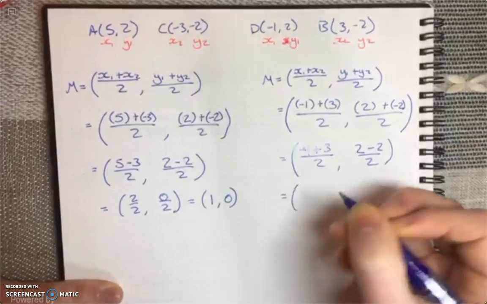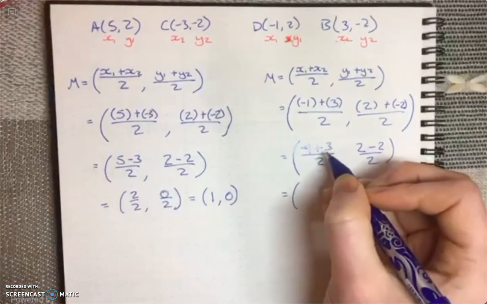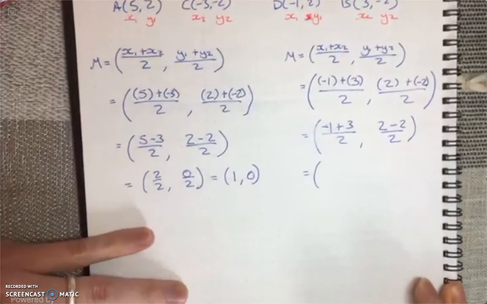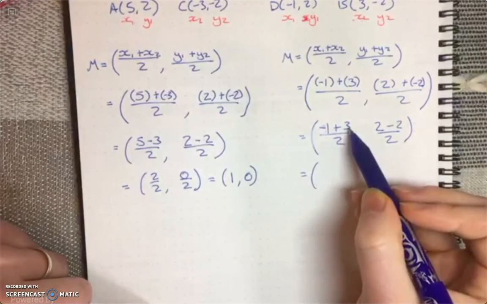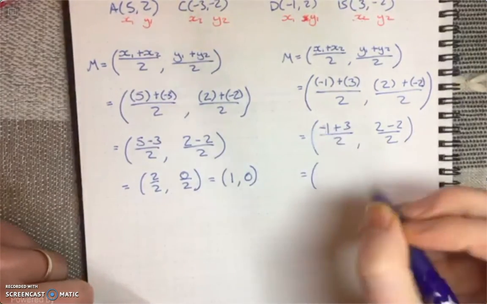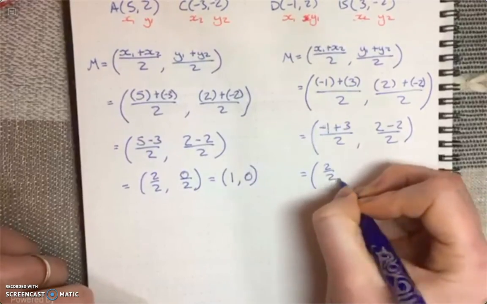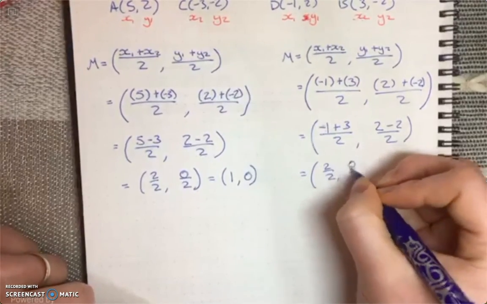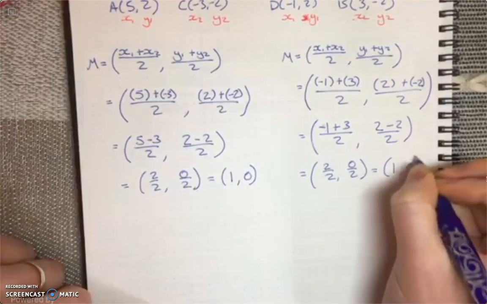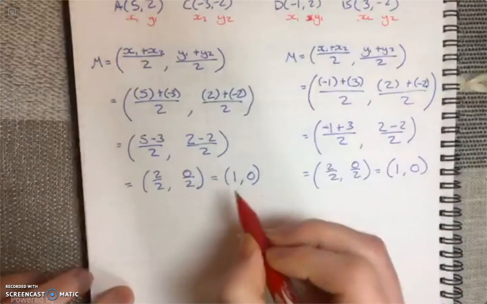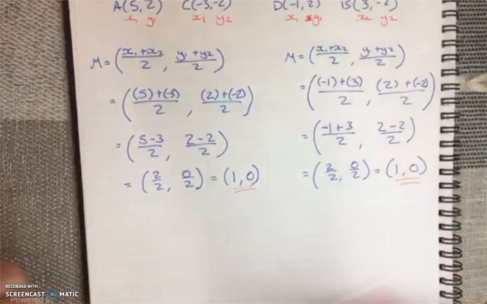So be careful here. -1 plus 3. I'm at -1 and I add 3. It's going to give me 2. Read it the other way, sometimes that helps. What's 3 take away 1? It's also going to give me 2. And 2 take away 2 is 0 over 2. And lo and behold, we've got the same midpoint. 1, 0, and 1, 0. So they do have the same midpoint.